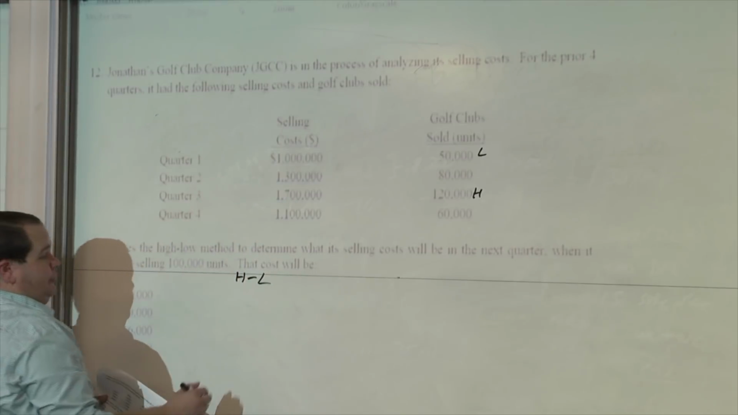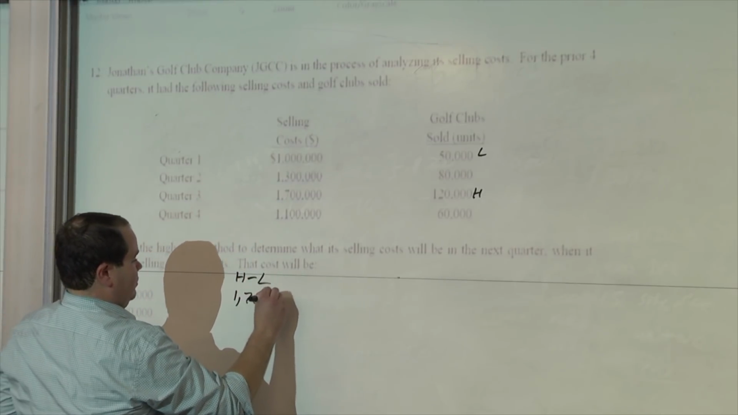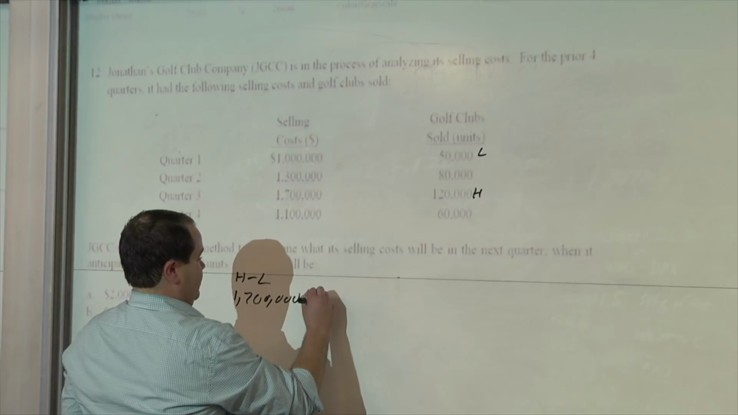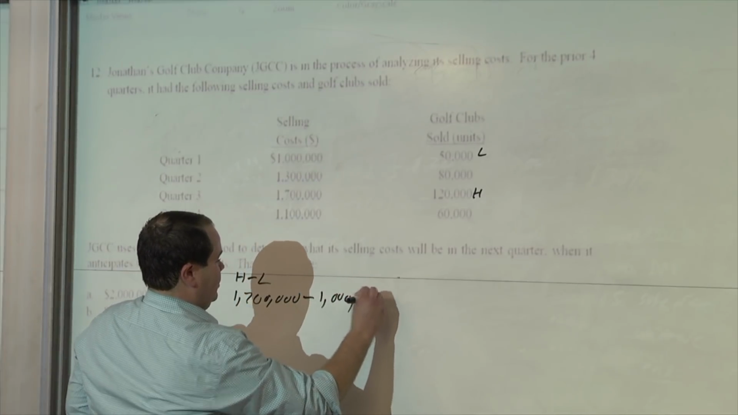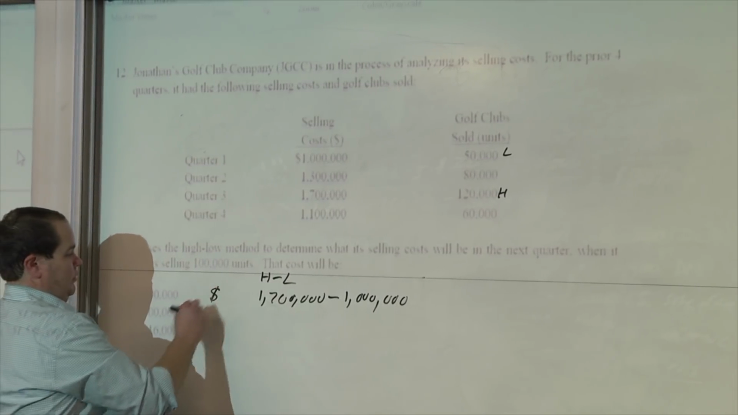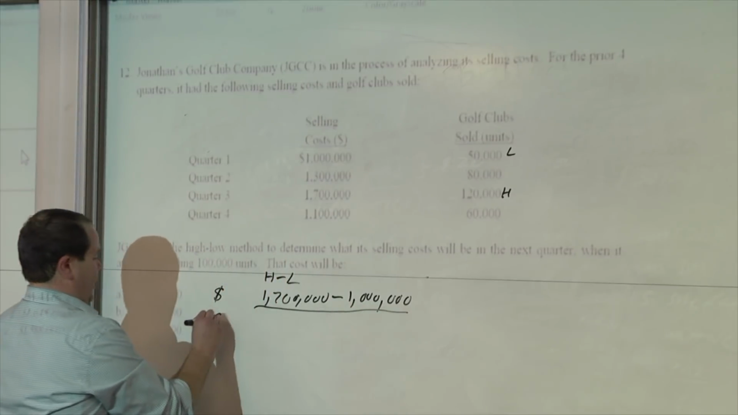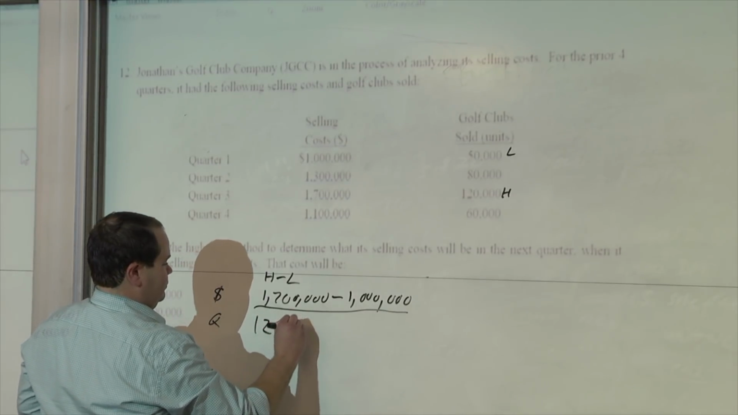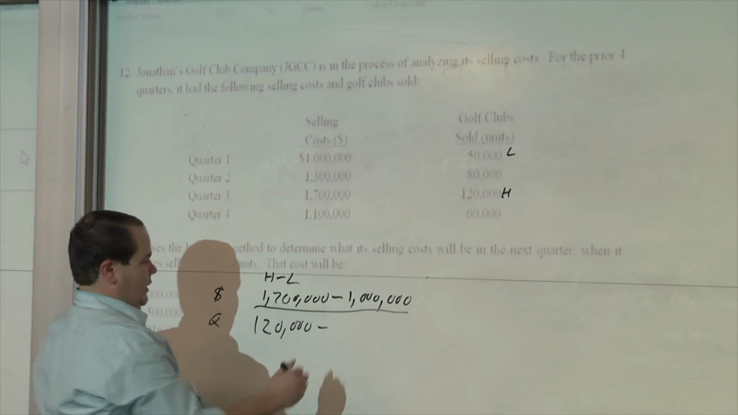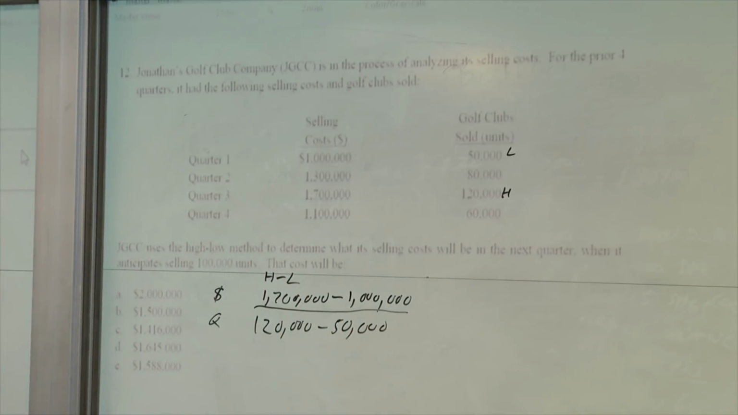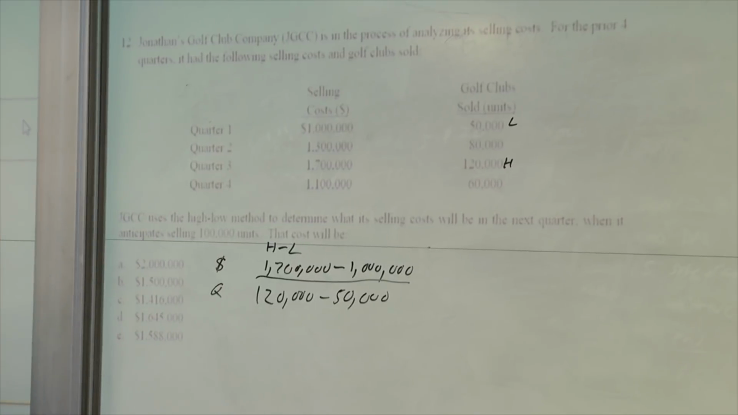The numerator, we'll do selling costs, 1.7 million in the high activity, minus $1 million in the low activity. So the numerator is going to be dollars divided by your change in quantity, which we have 120,000 in the high activity and 50,000 in the low activity. Okay, so that's the setup for the high-low method.